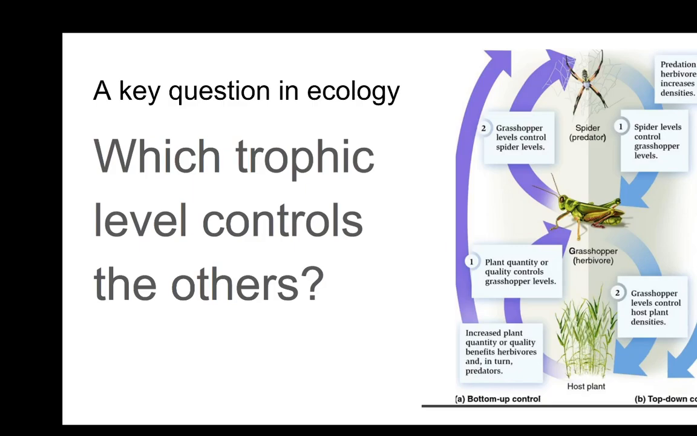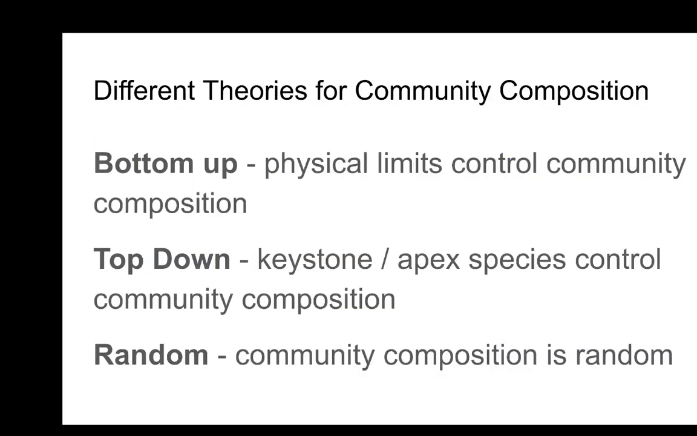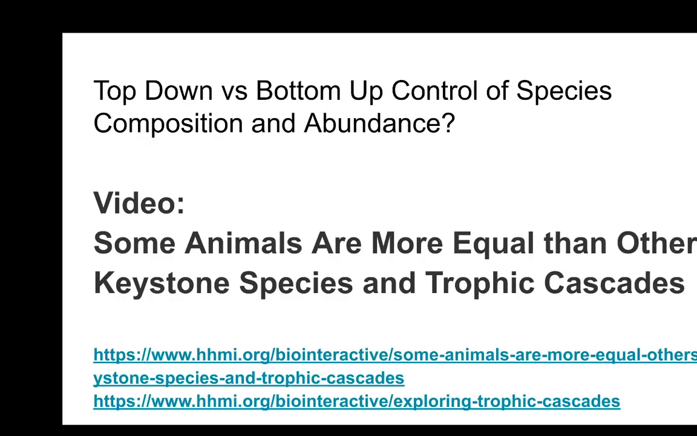And so these two ideas are represented by the idea of bottom-up control or top-down control, right? In bottom-up control, it's whatever physical limits there are to the amount of plants that control the populations of all the other species in the ecosystem. And top down, there's some sort of keystone apex species that controls the community composition. A third hypothesis is that it's all random, and there are so many variables that it's hard to put any sort of pattern to it all.